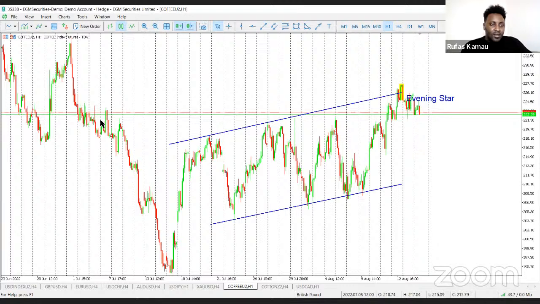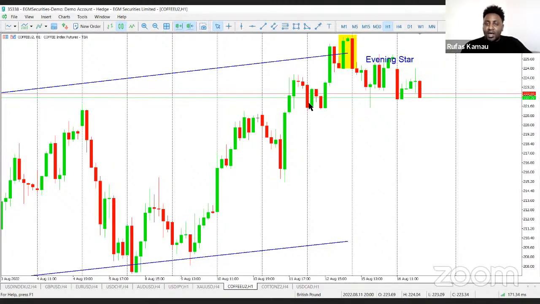We have seen this happen in coffee. Notice coffee has been on a bullish channel, going up and then down, up, down along these two trend lines. Then we had a very interesting pattern here. This was 2 weeks ago, forming an evening star. It's a sequence of 3 candlesticks. The first one is strongly bullish. The second one has a very small body, low volatility. The third one has very strong momentum towards the lower side.